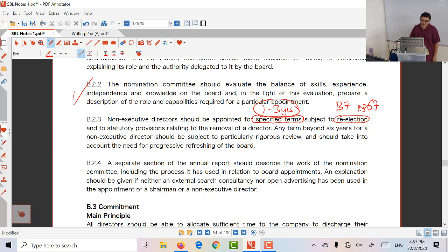Now, it goes on to say that if you have any term beyond 6 years for a non-executive director, that means the non-executive director is already there in the company, and he has been reappointed or re-elected again and again. Now it comes to a period of more than 6 years. Do you still want him to continue or not? That's the question. They say that if you still want him to continue, then this is what you have to bear in mind: have a rigorous review. That means you really assess him properly before you decide to retain him.